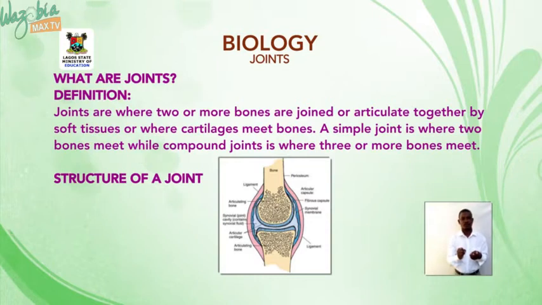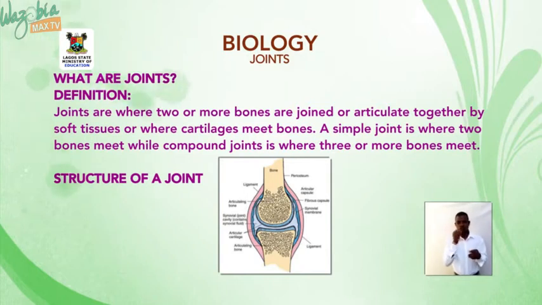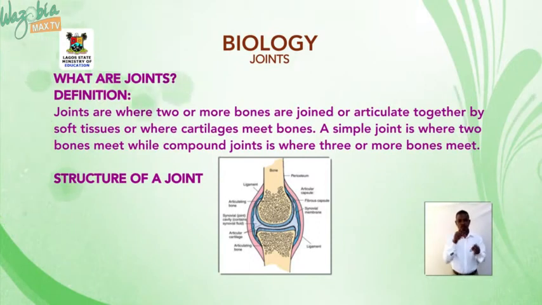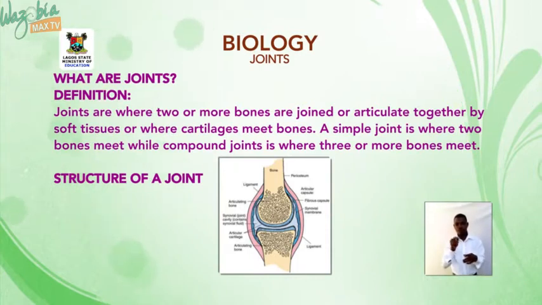What are joints? Definition. Joints are where two or more bones meet or join or articulate by soft tissues. It can be simple joints where two bones meet, or compound joints, that is where 3 or more bones meet.